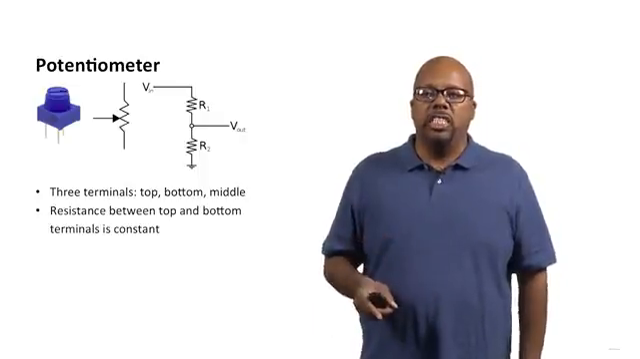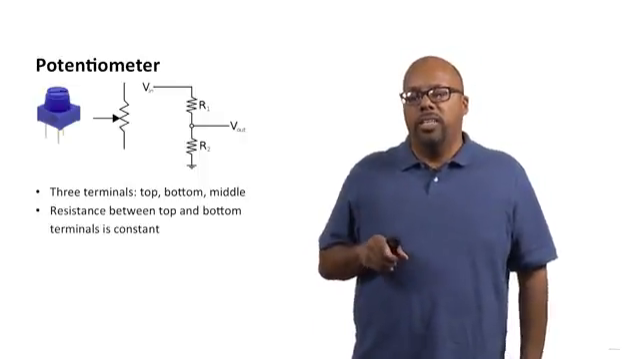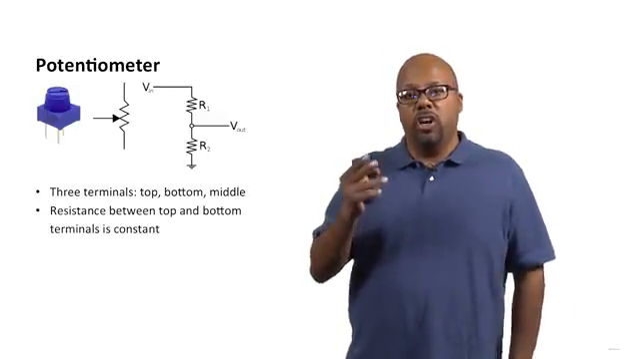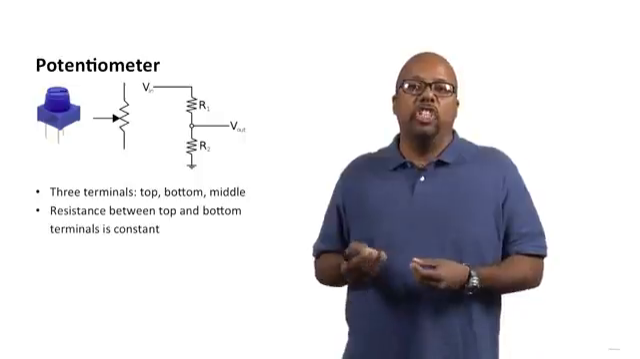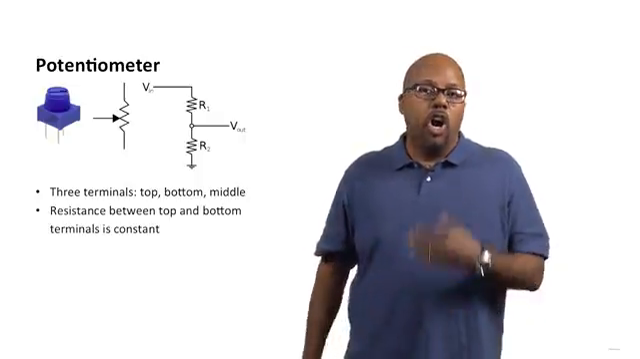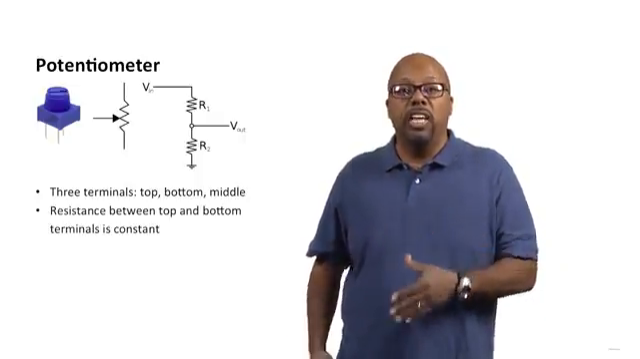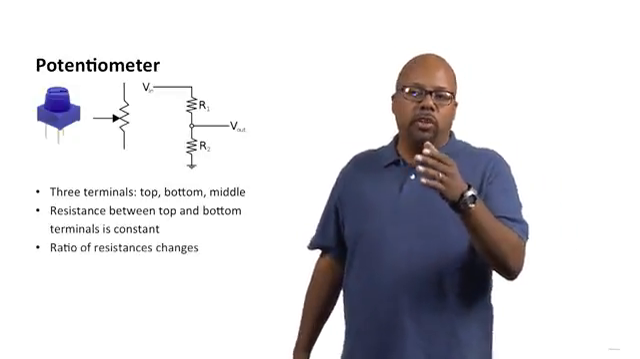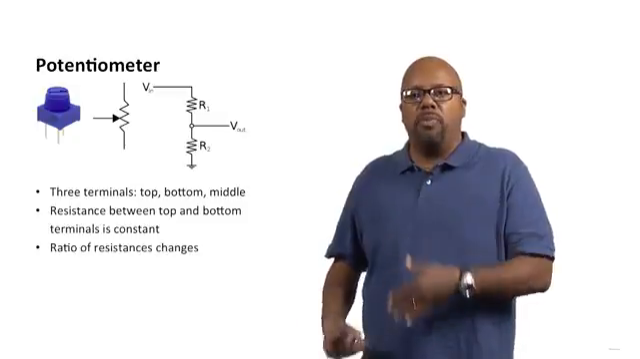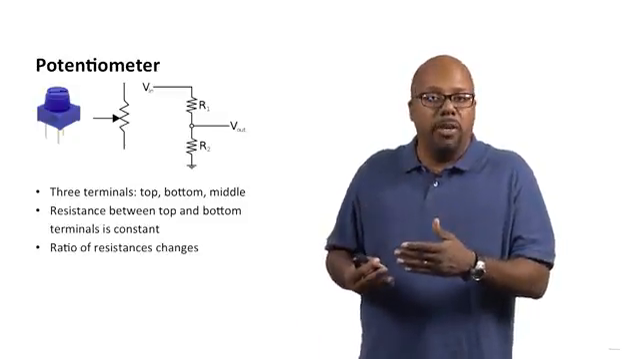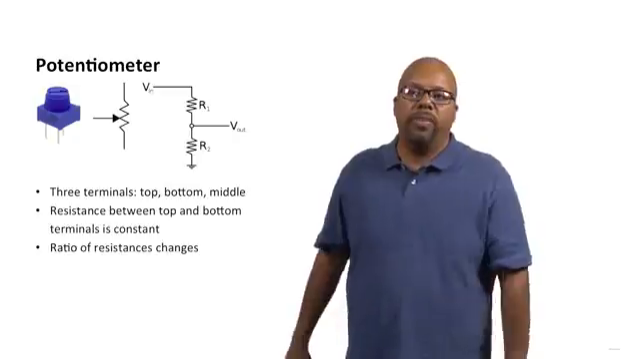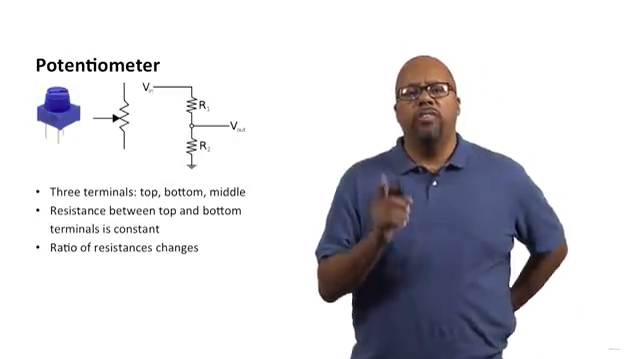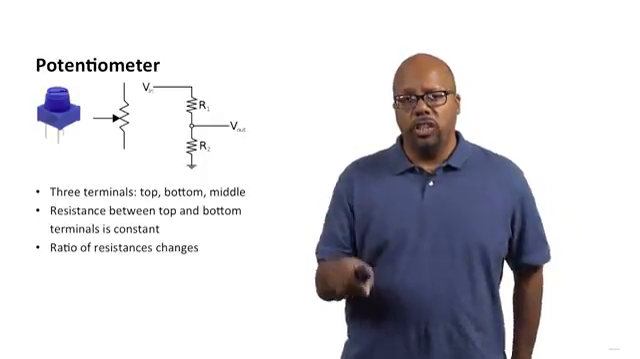But what changes is that V-out right there. Because as you turn that knob, the ratio of the resistance between those two resistors, R1 and R2, changes. So if you turn the knob one way, R1 gets smaller and R2 gets bigger, even though the sum stays the same. And you can turn the knob the other way, and the reverse happens. R2 can get smaller, R1 can get bigger, but the sum stays the same. So as you turn this knob, the voltage that's observed at V-out changes.